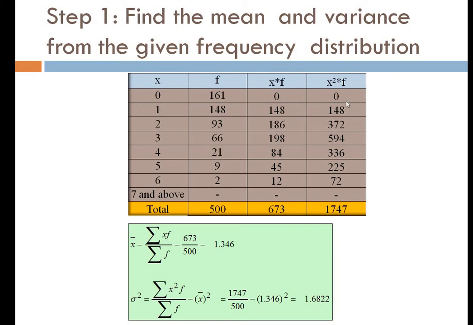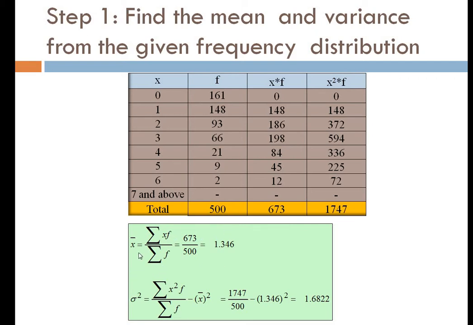X square into f can be obtained as squaring each of the xi and multiplying by their corresponding fi's, that is 0 square into 161 is 0, 1 square into 148 is 148, 2 square, that is 4 into 93, 372. Similarly, we can compute rest of the multiplications. Let us find sum of f, sum of xf, sum of x square f. So sum of f is 500, summation xf is 673, summation x square f is 1747. Substitute these values in the given formula.